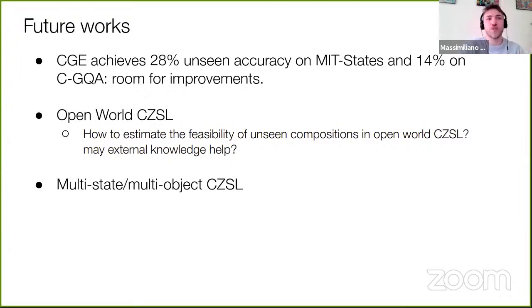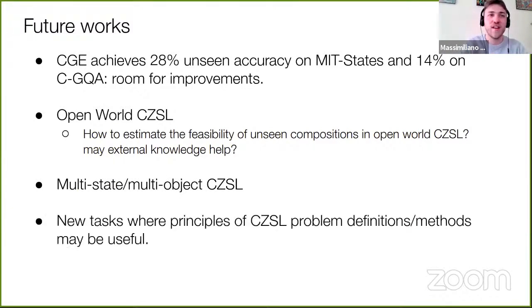Multi-state, multi-object compositional zero-shot learning is definitely something that must be addressed. And it's also interesting how the principles of compositional zero-shot learning, both problems and methods, like the symmetry of the embedding space, may be useful also for other tasks.